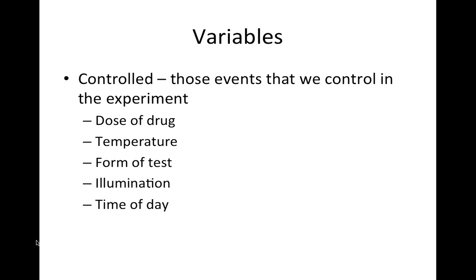Now, there are other variables that we control. In the experiment, we control the dose of the drug, the temperature of the room, the form of the test, the illumination, and the time of day. If you remember back to our experimental design, we did it between 11 and 1 p.m., in a quiet room, on a computer, in a 70-degree room, with only one set of lights on. Those are the features of the experiment we control.